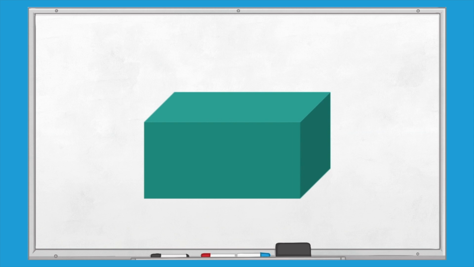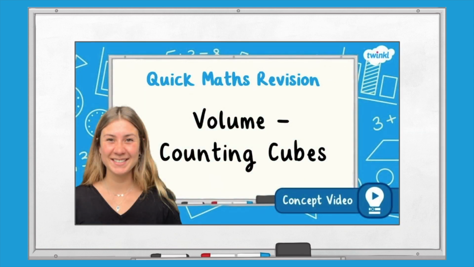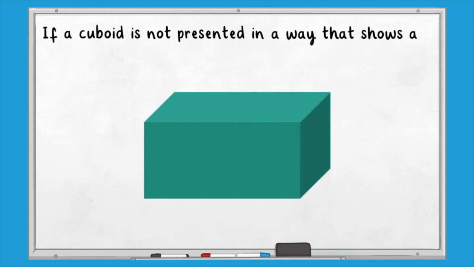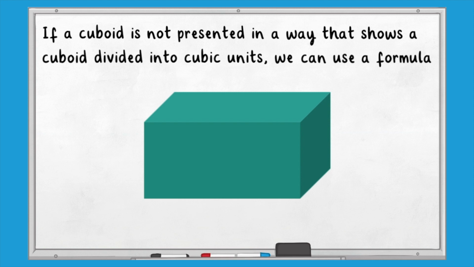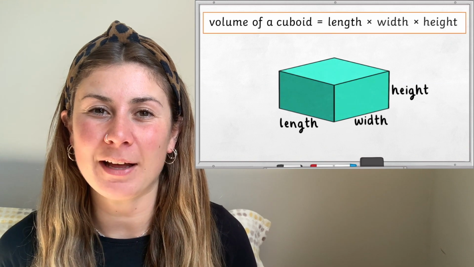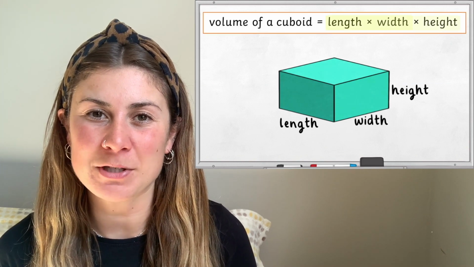One way we can calculate the volume of a cuboid is to count the number of cubic units within the cuboid. If you'd like to find out more about calculating volume by counting cubes, you can check out our video on the Twinkl website. Sometimes cuboids are not presented in a way that shows a cuboid divided into cubic units. If this is the case, we can use a formula to calculate the volume of a cuboid. To calculate the volume of a cuboid, we can use the formula length multiplied by width multiplied by height.